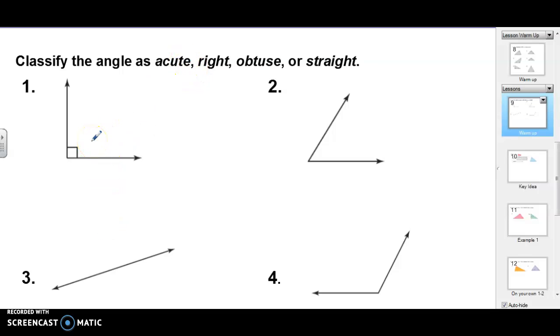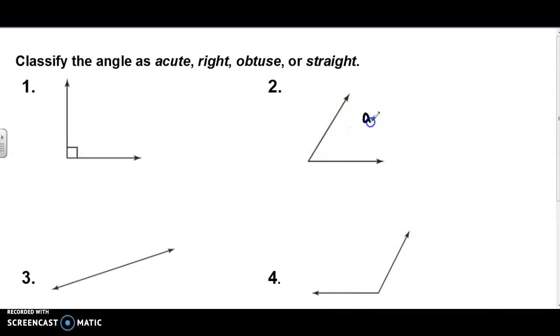Well, this one is 90 degrees. So that's 90 degrees. This is 180 degrees. This is bigger than 90 degrees. So this one here would be smaller. So this one is acute.